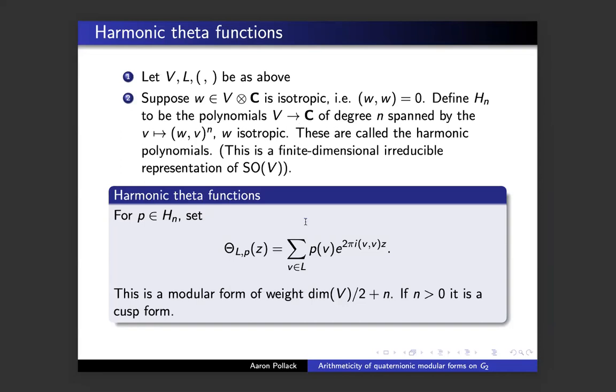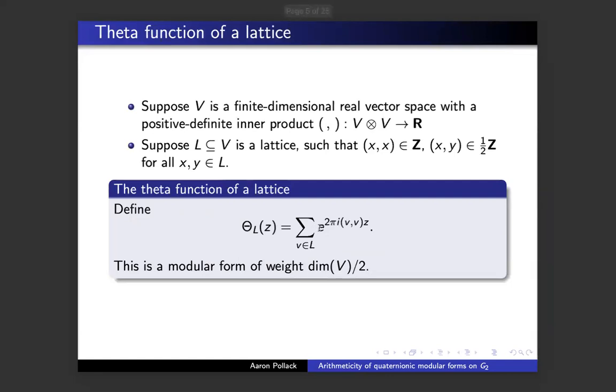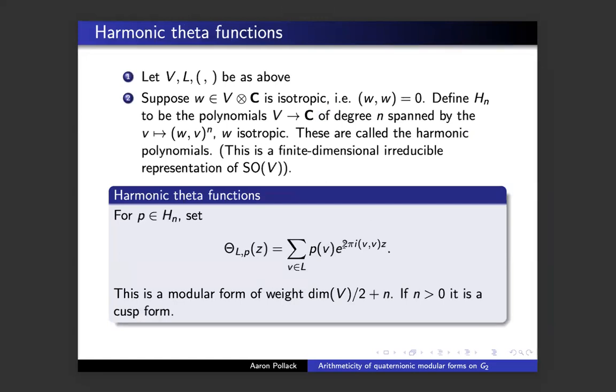So now let's say I have such a harmonic polynomial P. I can make a new theta function where instead of summing 1 times this exponential over lattice vectors, I sum P of v times this exponential over lattice vectors. So this turns out to again be a modular form. Its weight is dimension of V over 2 plus n. And it turns out, incredibly, that if n is positive, then I get a cusp form. So this is a great way of creating cusp forms on SL2.